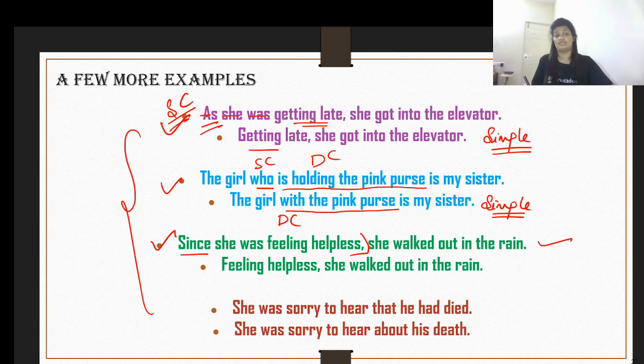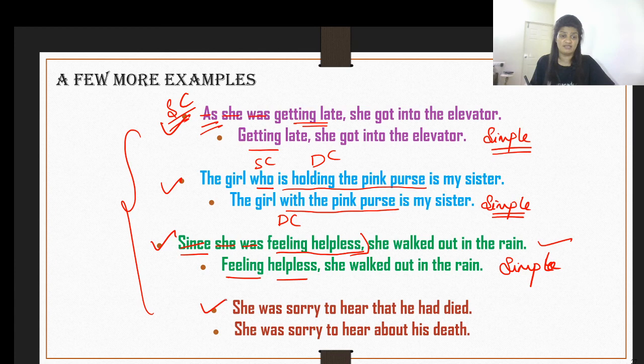We are going to eliminate the conjunction, we are going to eliminate the subject and the verb, and we're going to keep the phrase, which is our participle phrase. Feeling helpless, she walked out in the rain. Thereby, we get our simple statement.